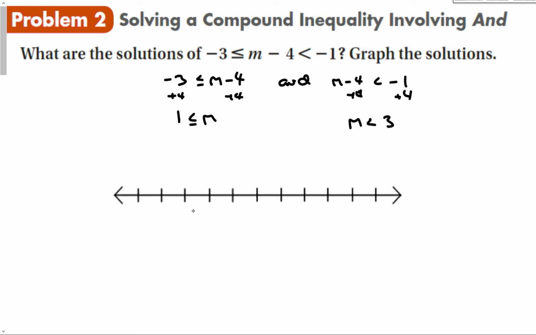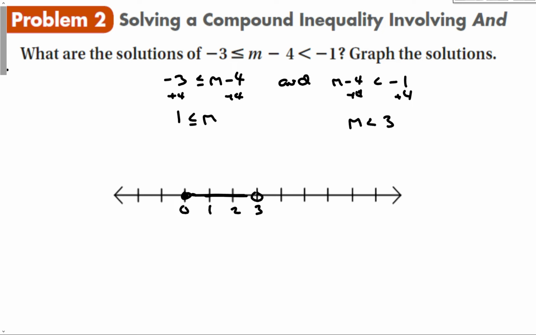So, 0, 1, 2, 3. So it's going to be a solid dot right there, an open circle right there, right? This travels right, this one travels left. That's good, they overlap right in between there. Okay.